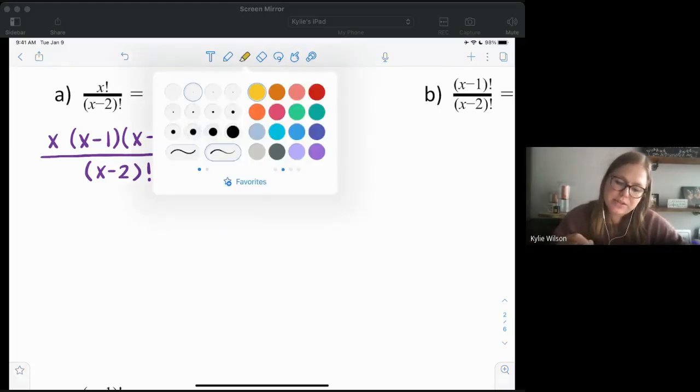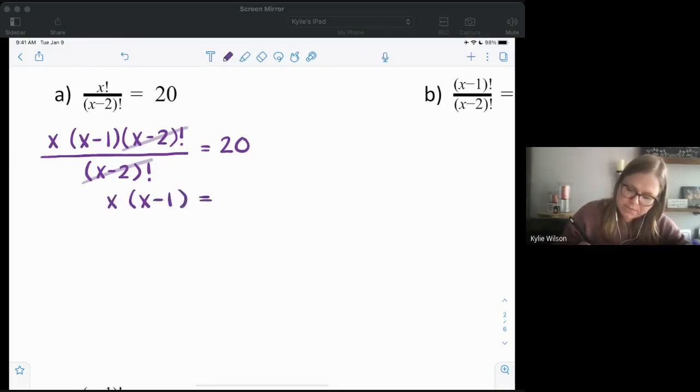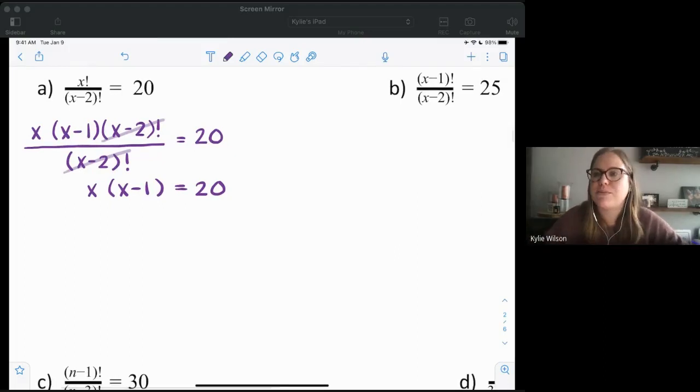So now I can cancel them. So these x minus 2 factorials cancel. And we're left with x multiplied by x minus 1 equals 20. Now here's the tricky bit. And this is why this was in our prerequisite skills. Right now, we have a quadratic. We need to solve a quadratic. So in order to do that, we're going to follow the steps that we practiced in the prerequisite skills.